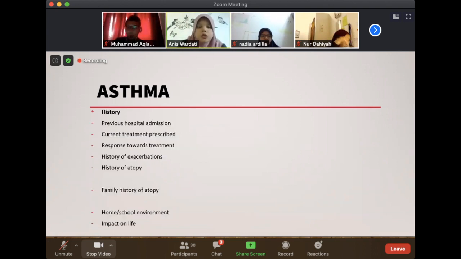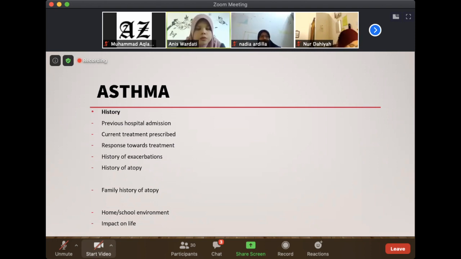So, according to the FDA protocol, there is a guideline or suggestion in the history on what we should ask. We need to ask about previous hospital admission, what treatment was prescribed before and how the patient responded to the treatment, and if there is any history of exacerbations or history of atopy. For the family history, we need to ask about any history of atopy, like I mentioned before. And for the social history, we need to ask about the environment and the impact of the asthma on the life of the patient.